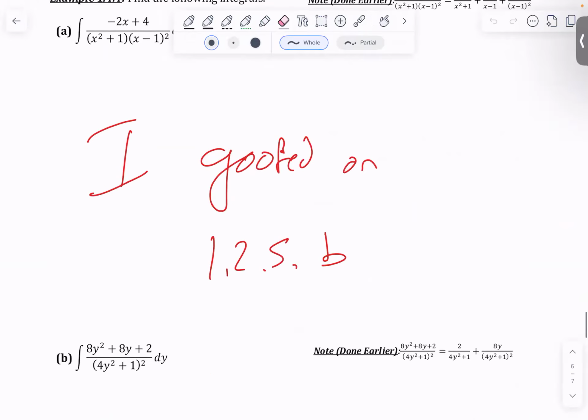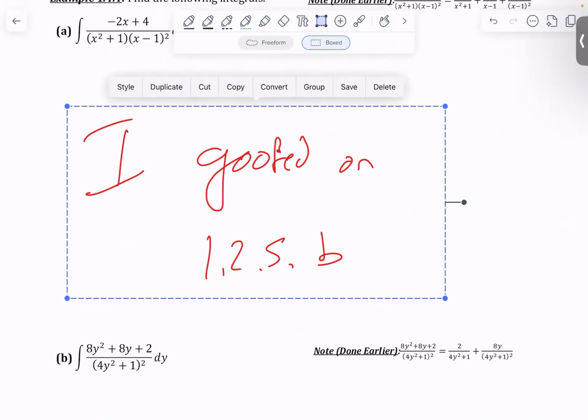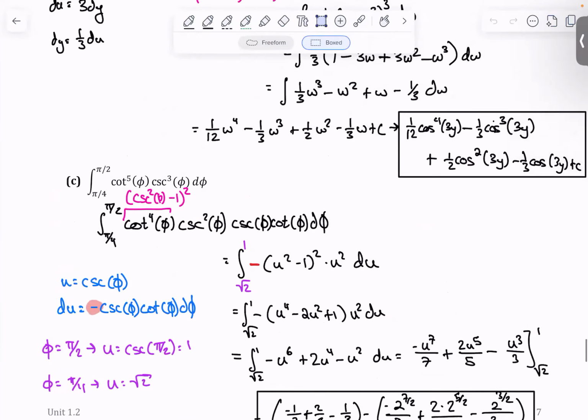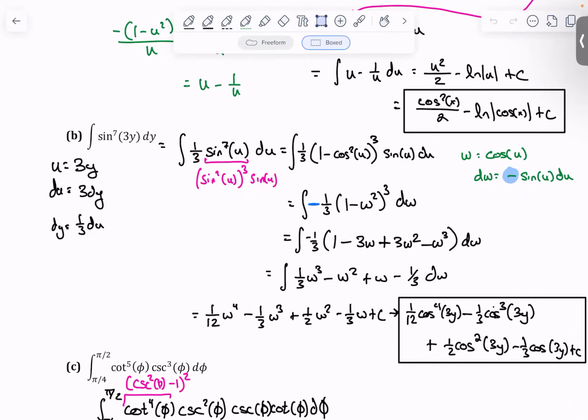One thing was brought to my attention, and I didn't realize it when we were going through it, and I realize now why so many people were getting confused with me: I goofed on 1.2.5b. So if we go back to our 1.2 notes, 1.2.5b. That is not a W on the inside of that cubic. That's a W squared. So it shouldn't FOIL to that. It should FOIL to this. It should go to 3W squared plus W to the 4th plus W to the 6th.